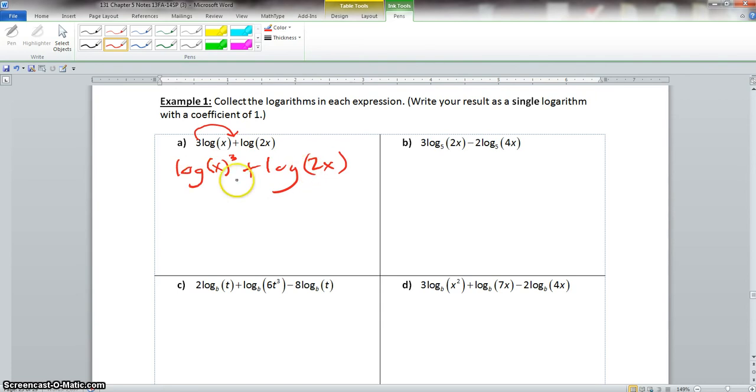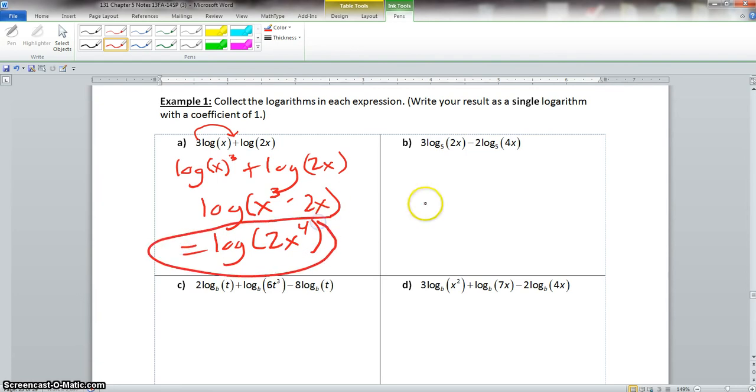Now, since these two are added together and have the same base, we can make this into one logarithm with multiplication. So we have log x to the third times 2x, and we can combine that. So we have log 2 times x to the fourth, and that will be our final answer.